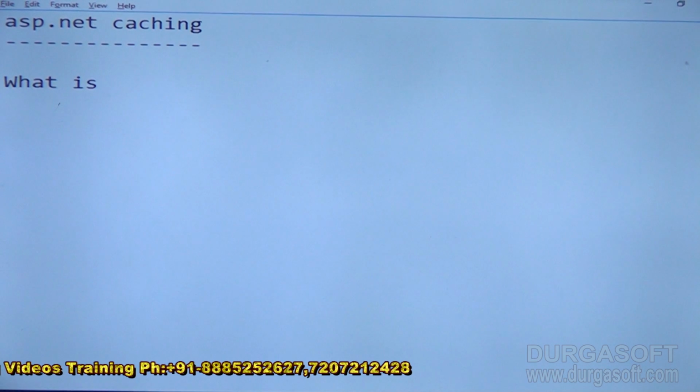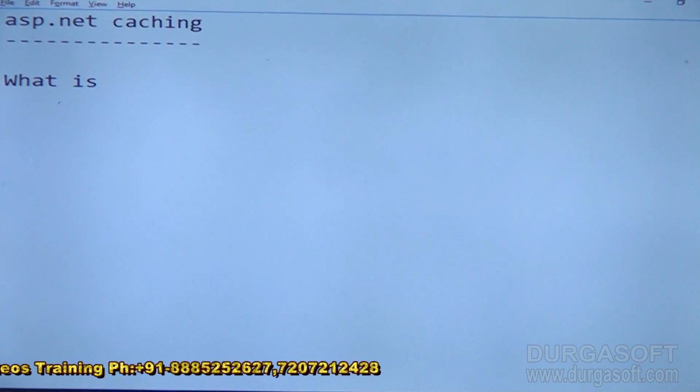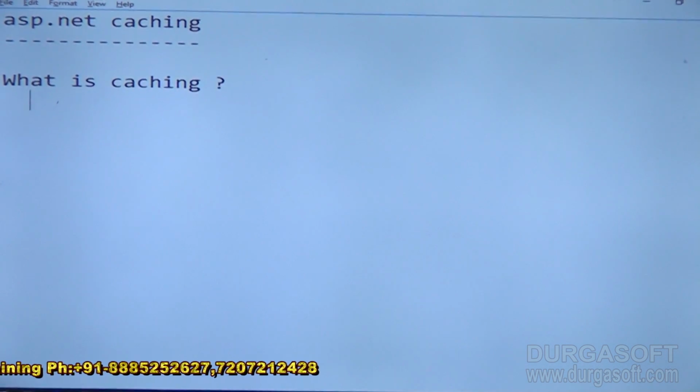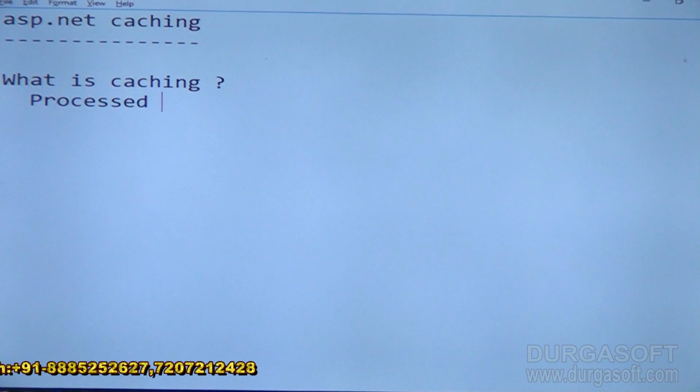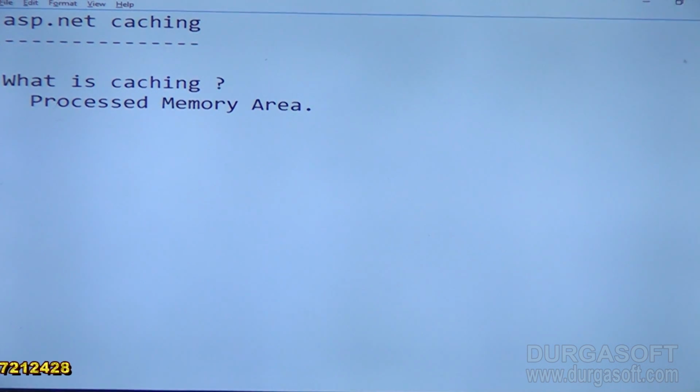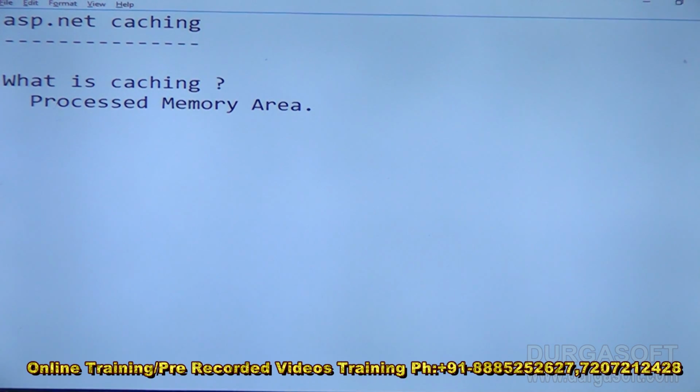Let me just go with questions and answers like that. What is caching? Caching means nothing but processed memory area. These are my words, which are very useful when you talk about any caching. Please remember, this is a generic one: processed memory area. What do you mean by processed memory area, you can ask.